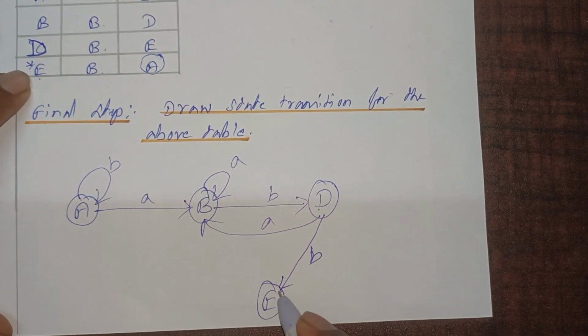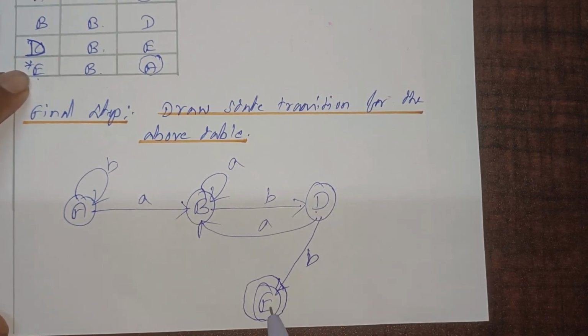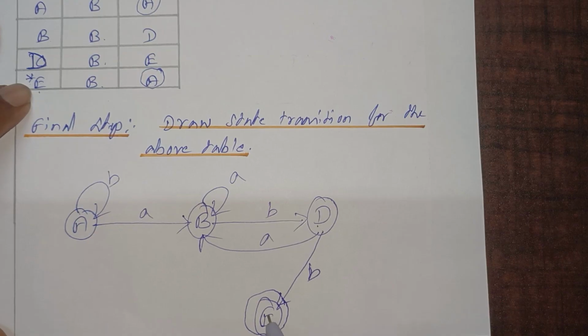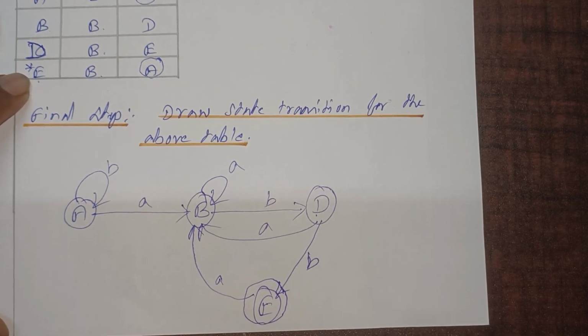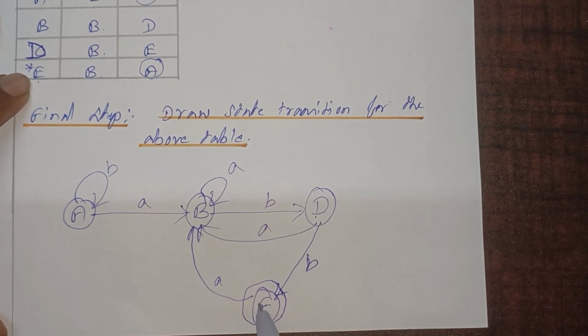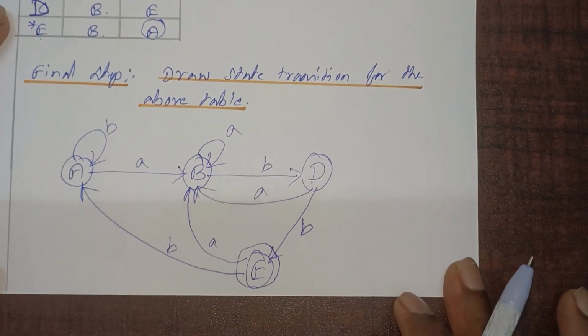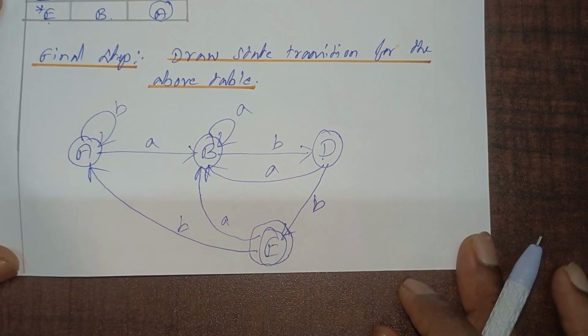And finally, we have an end state. Don't forget to mention the structure of the end state. E is the final state. E is taking small a to reach B, here it is. And E is taking small b to reach A.